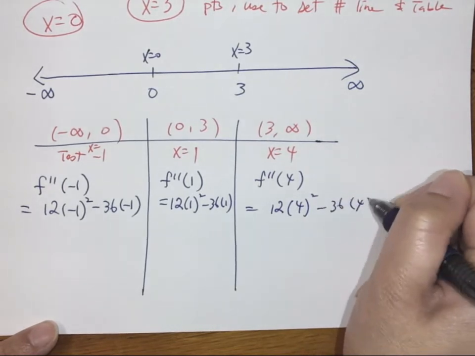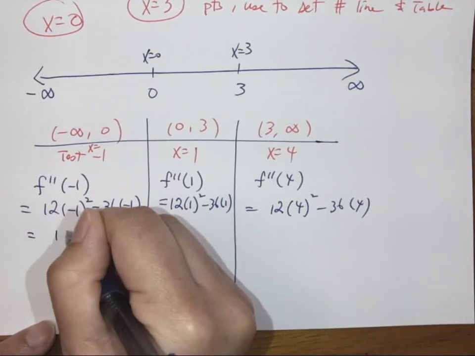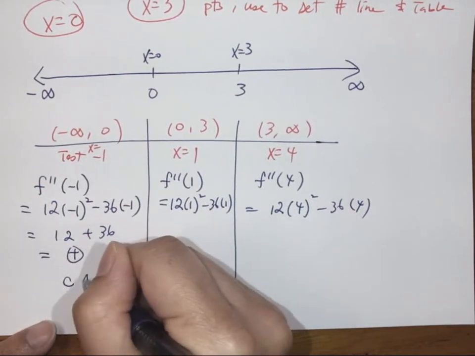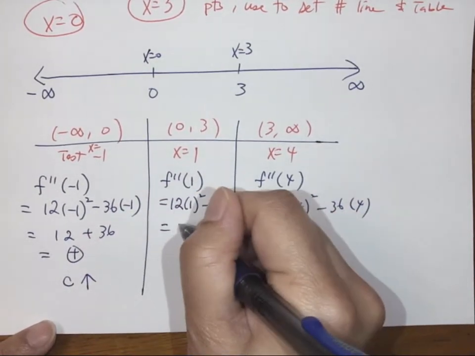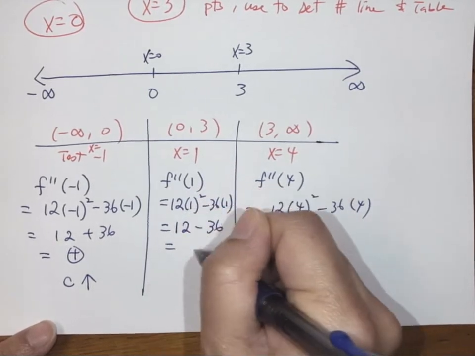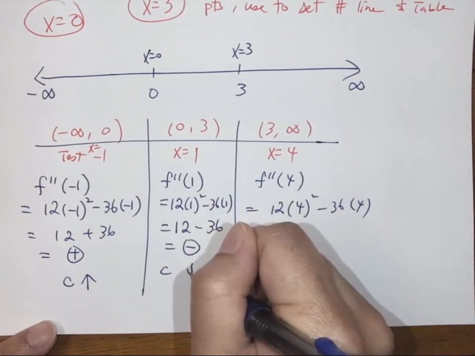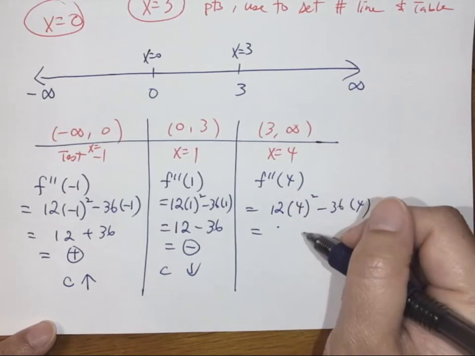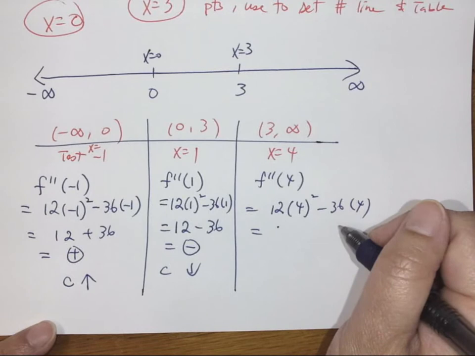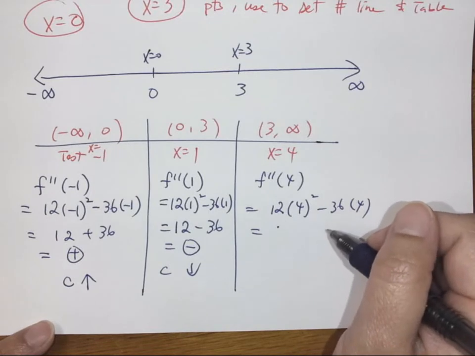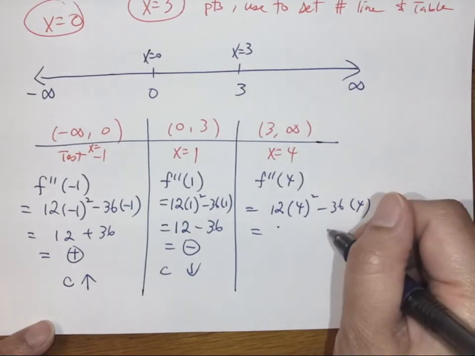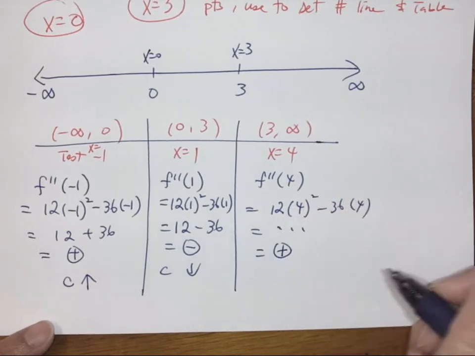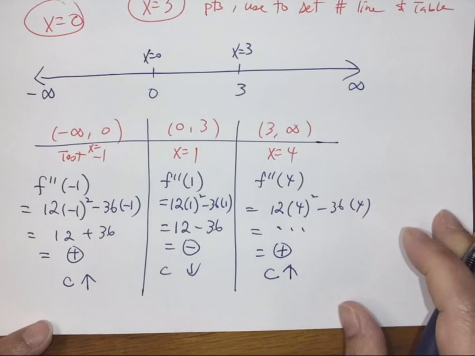Hopefully you know the first one is positive, so we say concave up. The second one, 12 minus 36, is going to end up with a negative number, concave down. And the last one, what is that? That's a really big positive number. So it should also be positive, right? So this is concave up again.